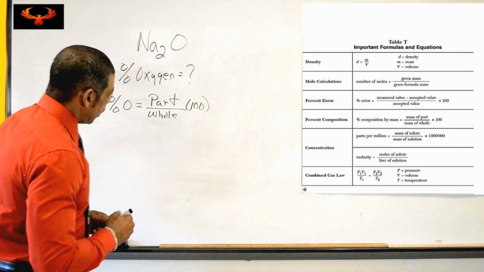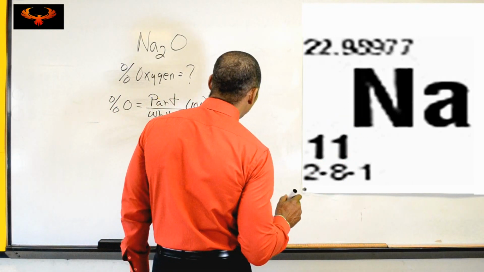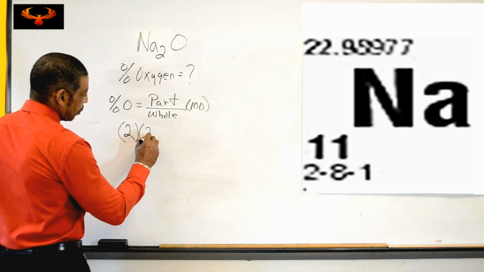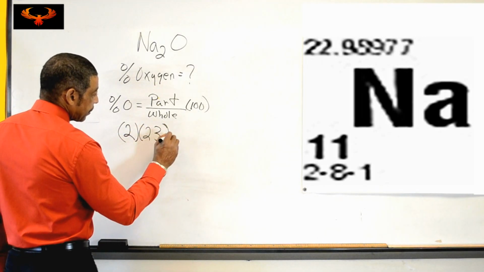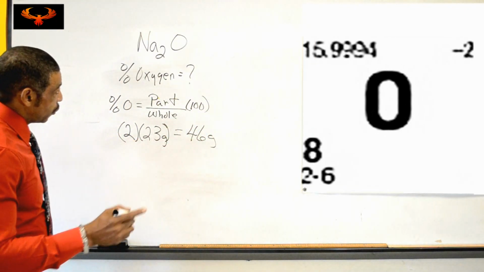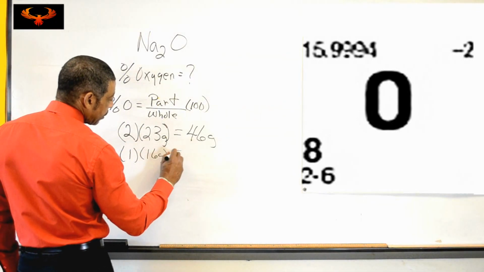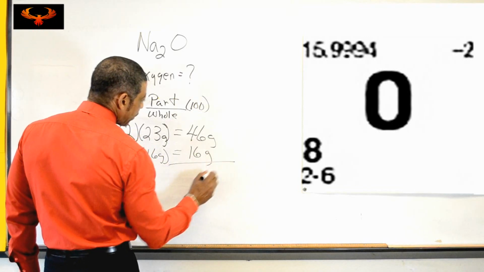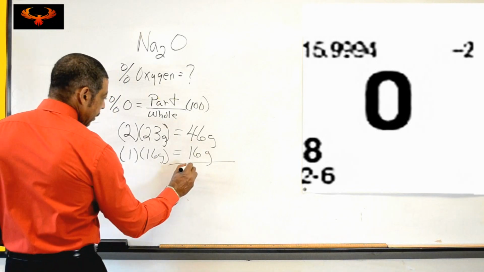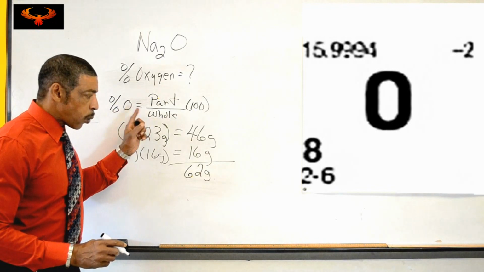Notice that the compound contains two sodiums, and from the periodic table, the rounded mass of sodium will be 23 grams. So we multiply 2 times 23 grams, which is equal to 46 grams of sodium. And there is one oxygen atom, so we multiply 1 times 16 grams for 16 grams. Now we simply add the masses. And after adding the masses, the sum will be 62 grams. Now, this represents the whole, the total.